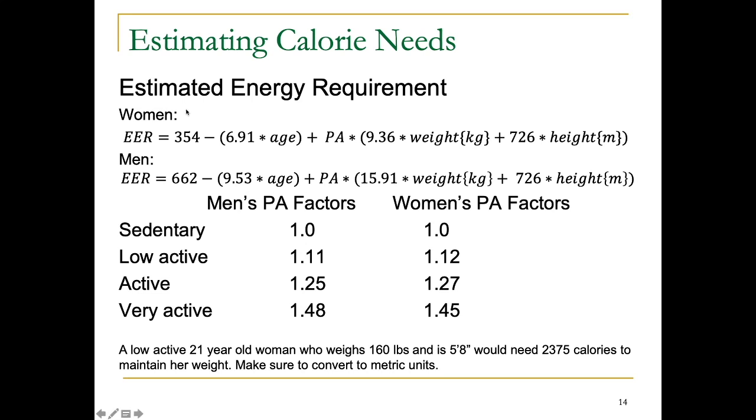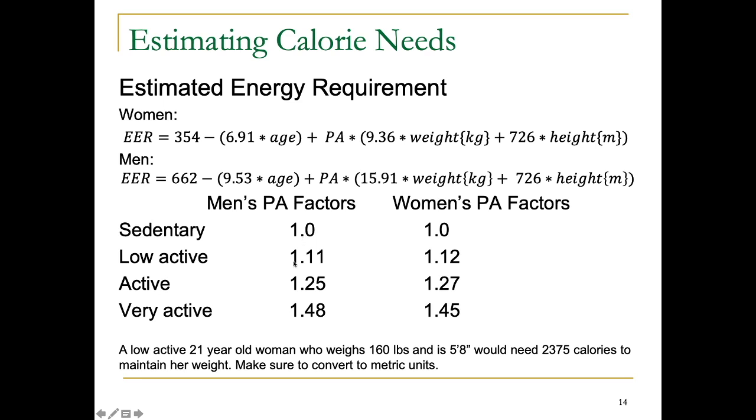For women, you use this formula, which seems a little bit complicated, but I'll go through it. You start with 354, which may seem like an arbitrary number, but then you subtract 6.91 times your age, and then you add your physical activity level times this expression that includes your weight and your height. So physical activity strongly comes into the equation, and you can use these factors that I've given here to indicate what your physical activity level is.